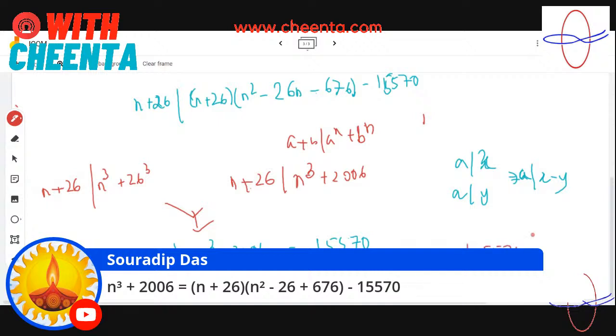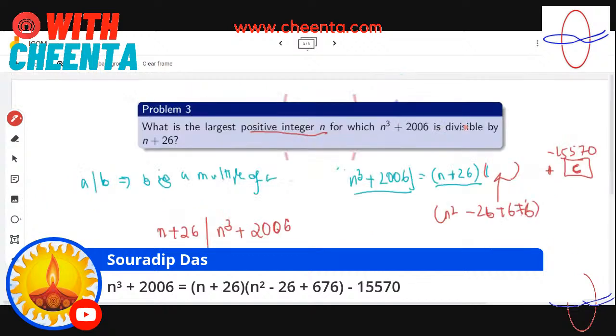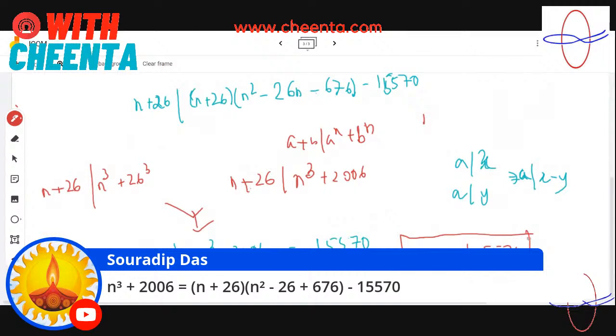Okay, so therefore we get that n plus 26 divides 15570, and you have to find the largest possible value of n. So therefore you have to find the largest possible factor of this. What's the largest possible factor? 15570. Okay, and therefore you get that it's minus 26 is the answer, because that's what n is equal to.